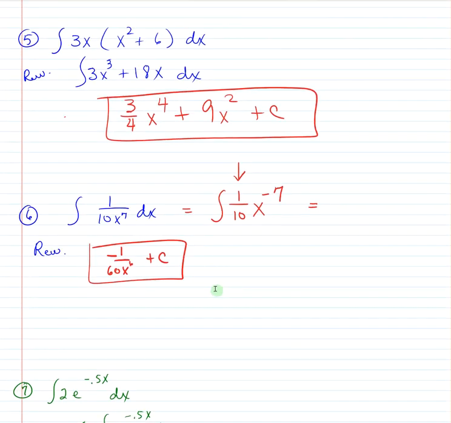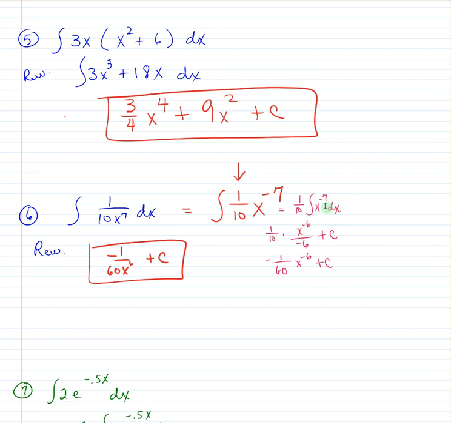All right, number 6. Integral of 1 over 10x to the 7th dx. You want to rewrite that as 1/10 x to the negative 7. Then we don't have that as a fraction. So the 1/10 could go to the outside. Let me write that out for us. Okay, so I've cleared this up just a little bit here. I pulled the 1/10 through, and then I have x to the negative 7 dx. So I've still got 1/10 out here.